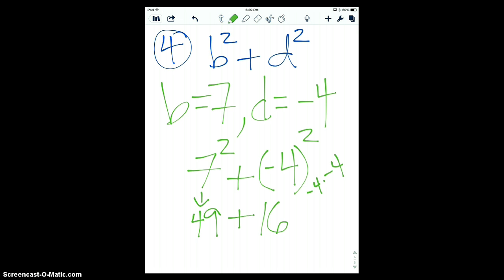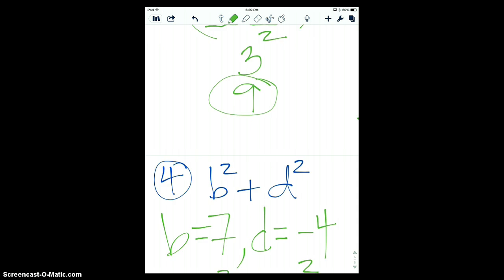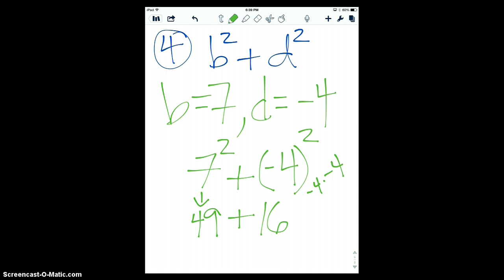So now you can see that the answer is not going to be even close to 9. If I add 16 to 49, 49 plus that 16, I'm at 65. Whew. So just making note that those are way different problems.